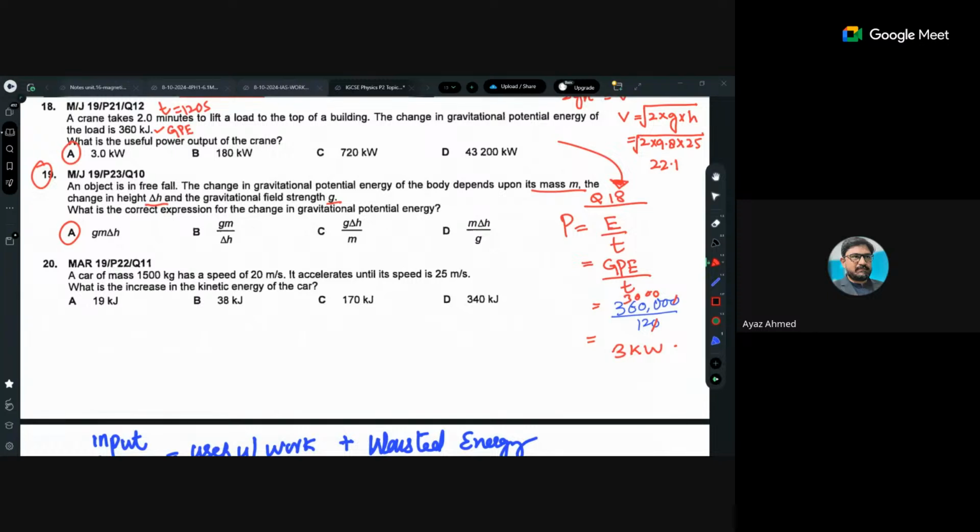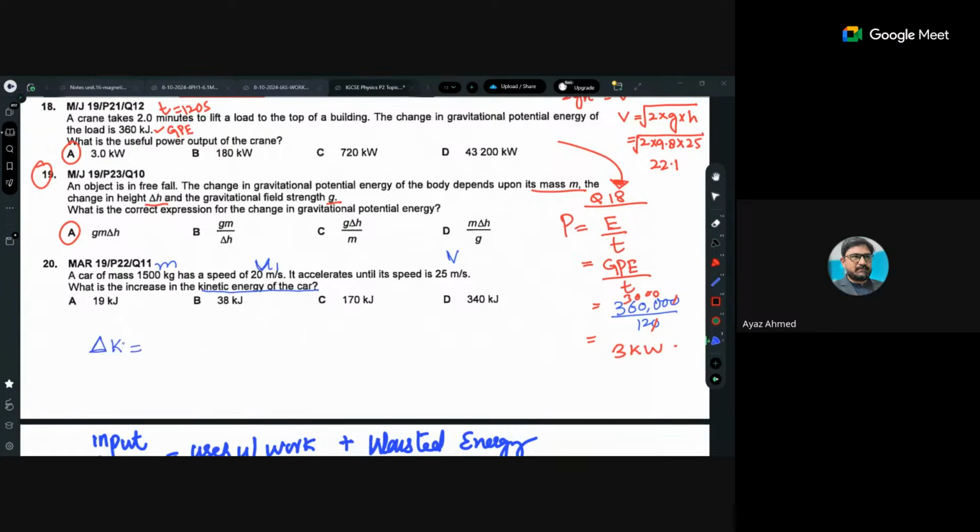Transfer of energy. A car of mass 1500 kg has a speed of 20 meters per second. It accelerates until its speed is 25 meters per second. What is the increase in kinetic energy of the car? Mass is given to you, speed is given to you: it is your initial speed, it is your final speed. So we have to find the change in kinetic energy. This was a good question.